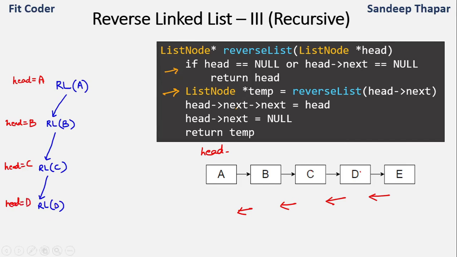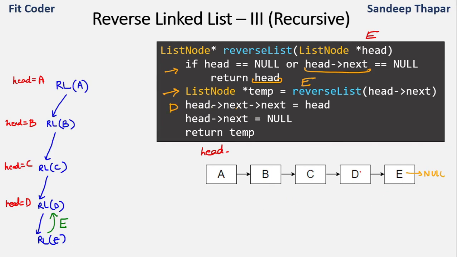Now when we call for node E, we check if head is equal to null or head next is equal to null. So next of E is null. So this function returns with head pointer which is pointing to E. So this function returns node E. Now we come to this function call, and here the node value temp becomes E and head is D.